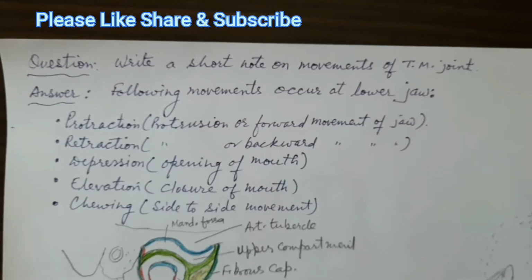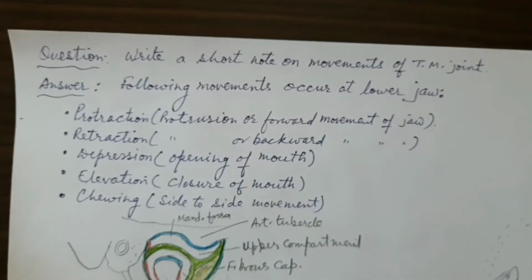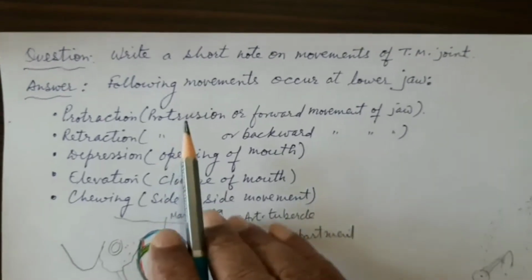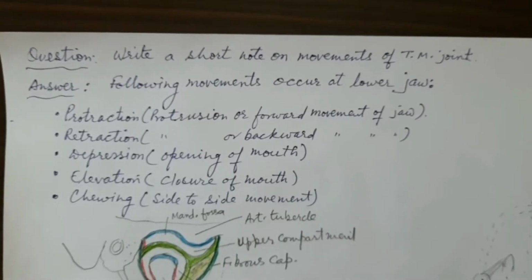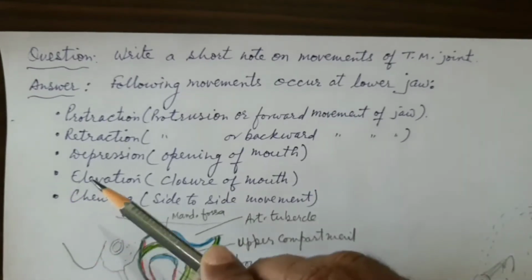The question is, write a short note on the movements of temporomandibular joint. In answer, you may directly come to the movements. That is, the following movements occur at the lower jaw. As you know, only the lower jaw is the bone which is mobile in the whole of the skull, so all the movements take place at the lower jaw.